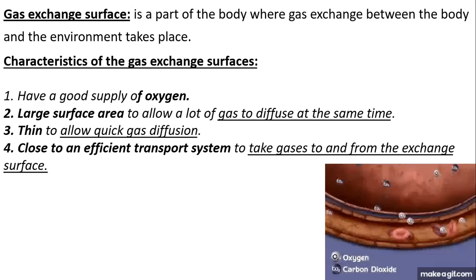Also, it has to be thin to allow the diffusion of oxygen and carbon dioxide, any gases, easily. If it's thick, the diffusion will face a hardship because it will not be able to pass easily. Also, it has to be close to an efficient transport system. It has to be close to the capillaries. Can you see here? The red blood cells keep picking up oxygen. How do they do this? Because the walls are very thin. So the oxygen is able to diffuse and attach to the red blood cells.